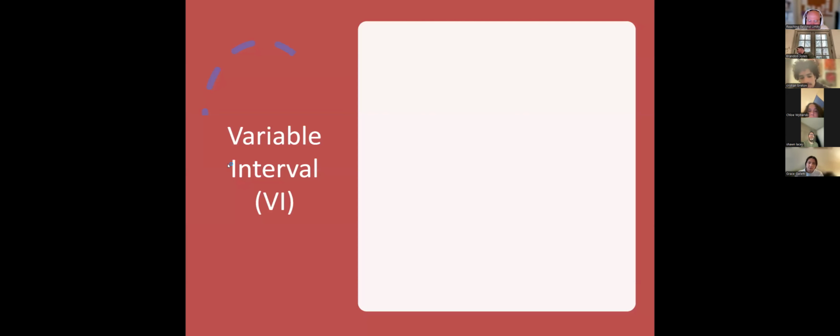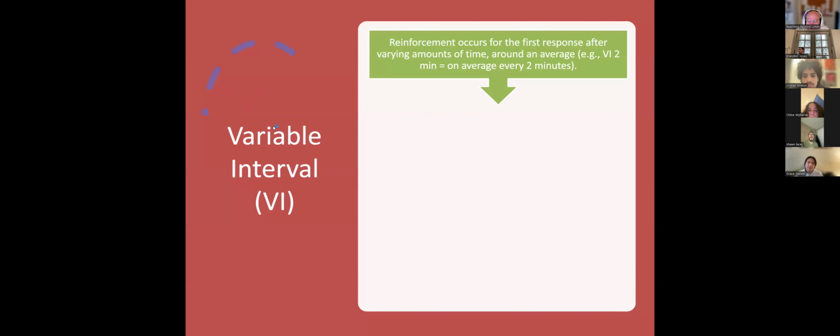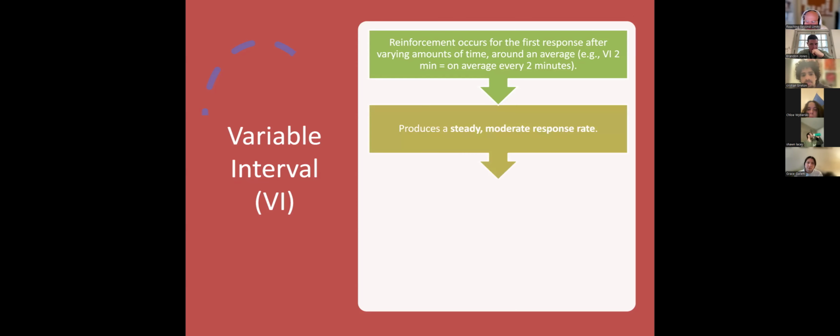Finally, we have a variable interval schedule, and variable just means the same exact thing: it's on average. But this time, instead of an average number of behaviors, we're talking about an average amount of time. So reinforcement occurs for the first response after a varied amount of time around an average. If we see VI2, what we mean is that about on average every 2 minutes, reinforcement will become available. It produces a steady, moderate response rate.